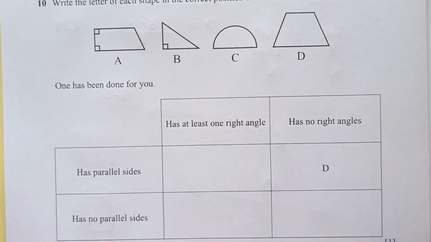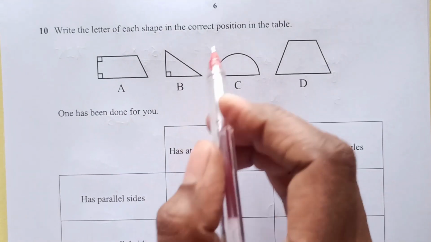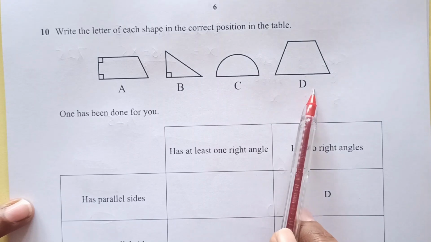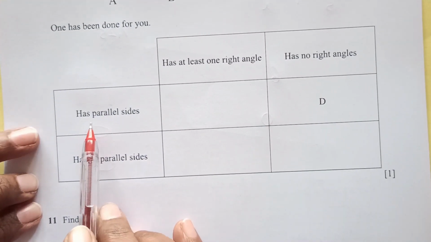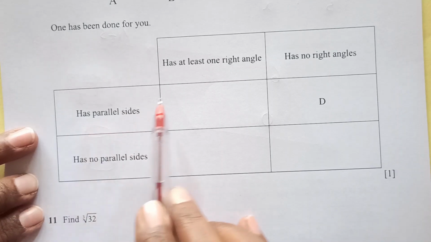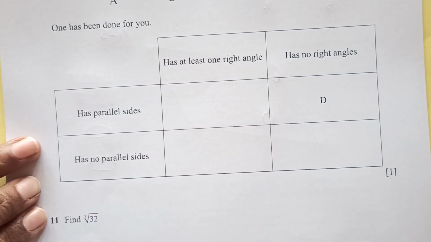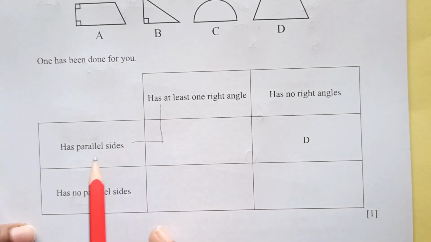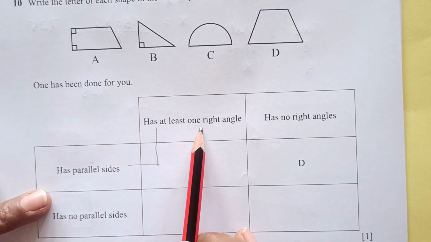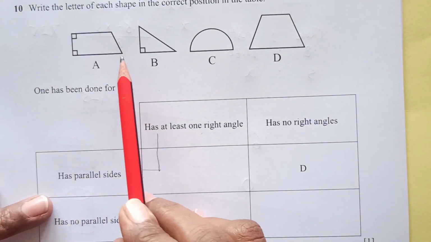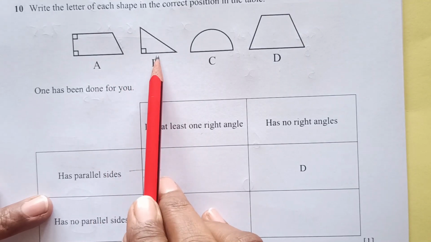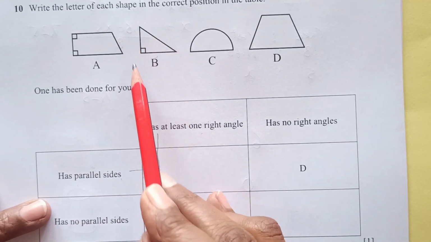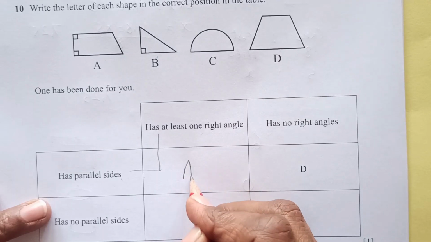Question 10. Write the letter of each shape in correct position in the table. So we have these 4 shapes here and there are letters given down there. One has been done for you. The shape has parallel side, has at least one right angle. So it should satisfy both conditions. Has parallel side and has at least one right angle. So if you see, one right angle is here in B and A. Okay, so one of them should be the answer and it should have parallel side. So we don't have any parallel side in B. So A will come here, right?